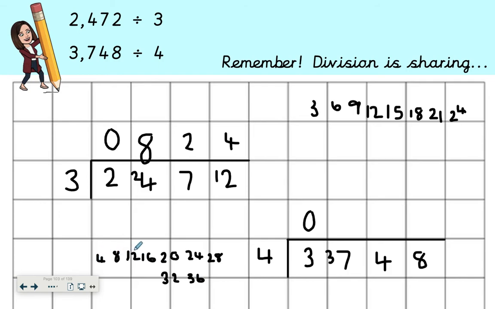So we've got 1, 2, 3, 4, 5, 6, 7, 8, 9. But that only gives me 36 and I need 37. So I must remember to carry my 1 to make it 14.